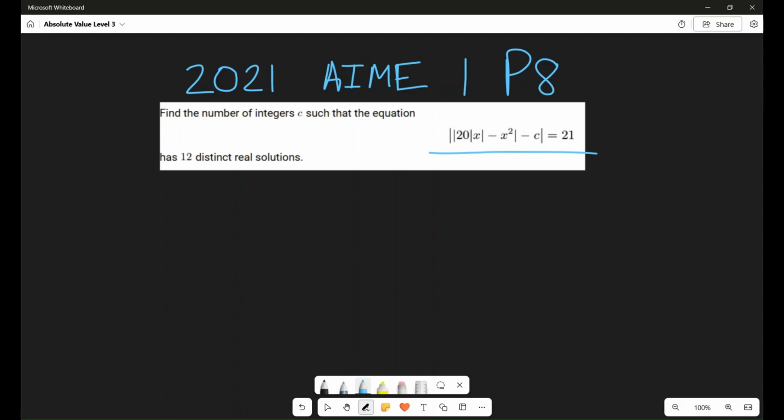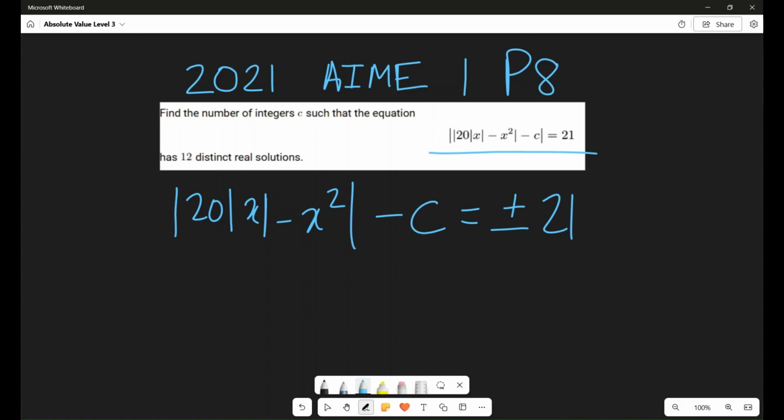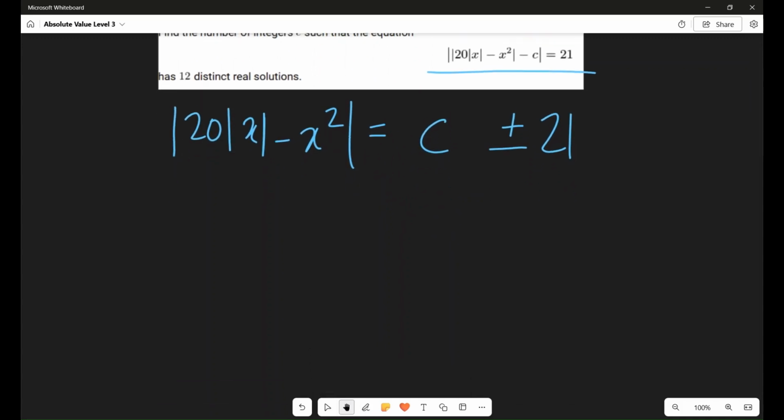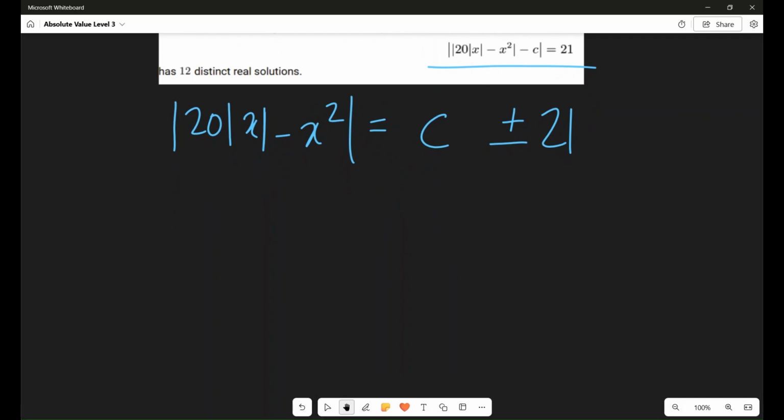So let's try splitting up into the positive and negative cases. We'll end up with 20 times the absolute value of x minus x squared, all inside the absolute value, minus c, is equal to plus or minus 21. Now we can move the c to the other side. We get this is equal to c plus or minus 21. Now we still have 2 absolute values on the left side, and we would like to get rid of at least one of them. So let's split into cases on that inner absolute value, so x.